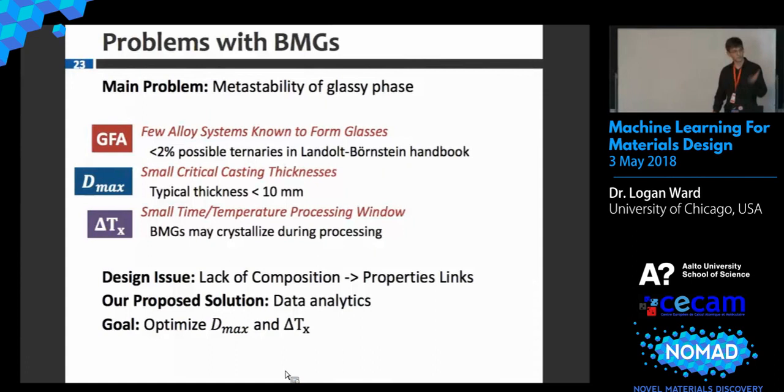And while these are all challenges that can be avoided with careful engineering, the process of designing new metallic glasses is limited by the fact that there aren't many theories for describing how a composition of an alloy relates to any of these three properties. And of course, we're going to explore optimizing these three properties: glass formability; the critical casting thickness, as described by the maximum casting diameter; and processability, using the supercooled liquid range, which describes the difference between the crystallization temperature and the glass transition temperature of the alloy.